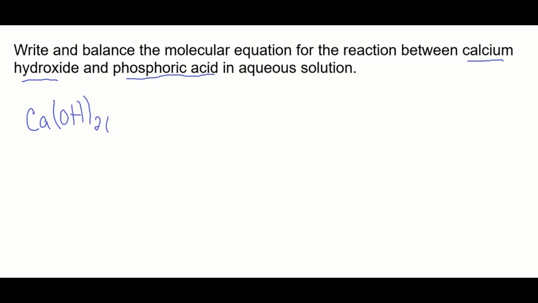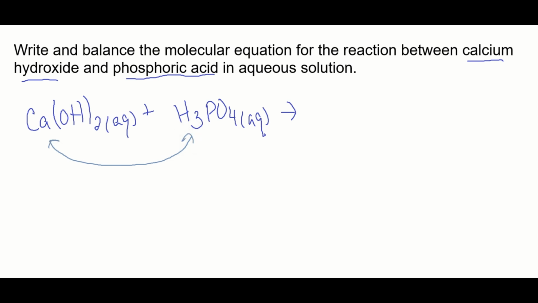And this is marginally soluble. So put AQ. Phosphoric acid is H3PO4. In this double displacement neutralization reaction, we're going to switch out the cations between each compound.